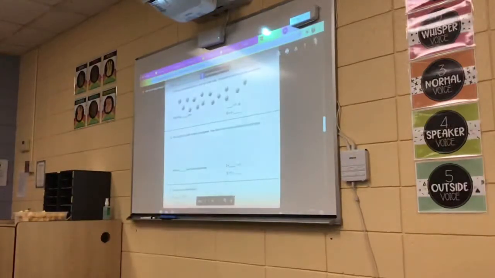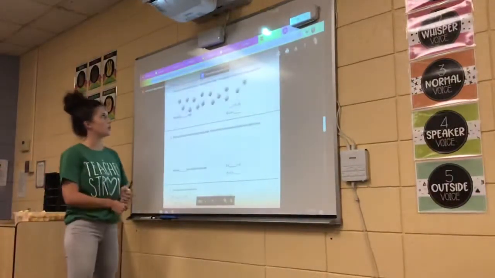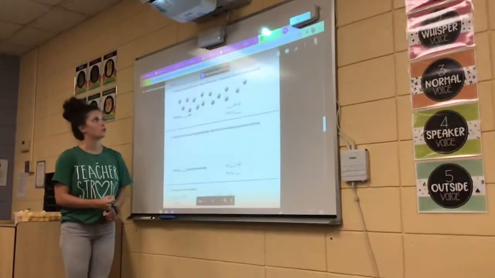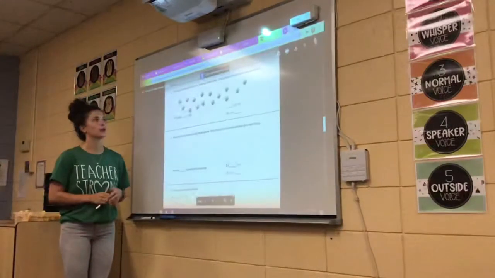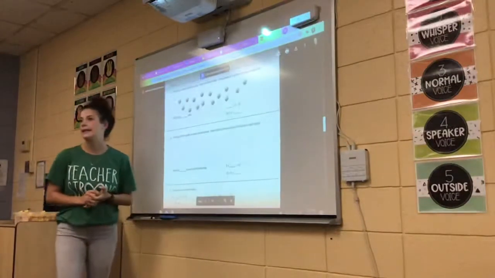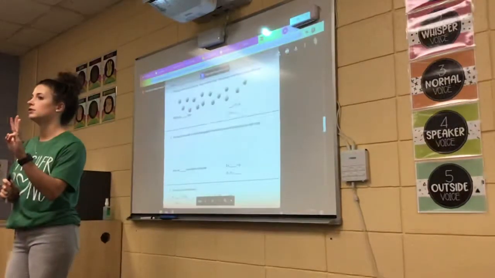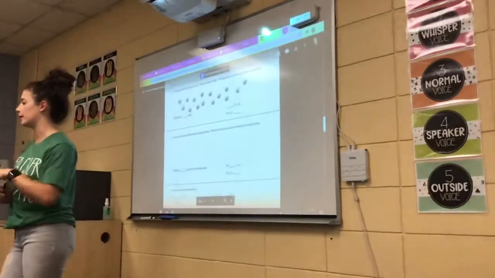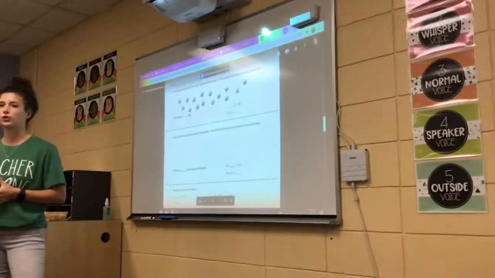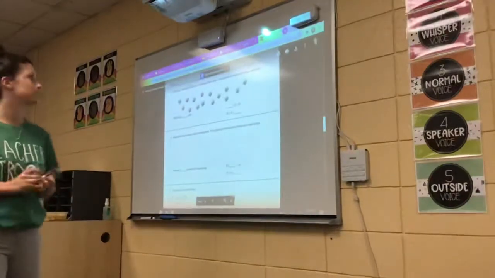Number 1 says, Rick puts 15 tennis balls into cans. Each can holds 3 balls. Circle groups of 3 to show the balls in each can. Each can holds 3 balls, so circle groups of 3. You do that now. Circle groups of 3 balls.